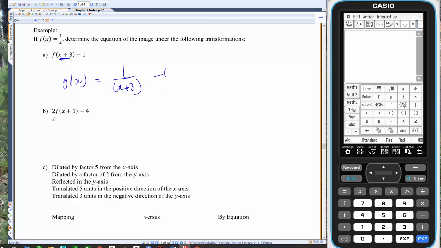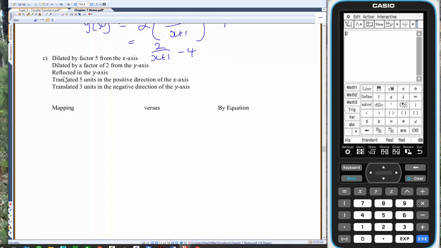Okay, this one here, what we're going to do is shift it 1 unit to the left, multiply by 2, and then subtract 4 from the result. So a new function g of x is created by doing 2 lots of 1 over x plus 1, take 4, which is equal to 2 over x plus 1, take 4.